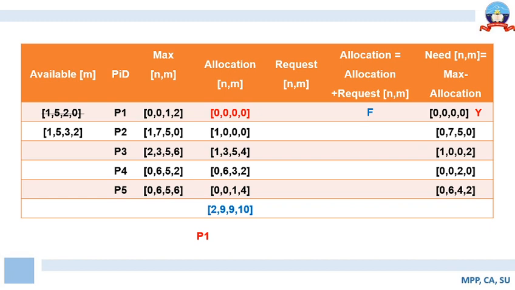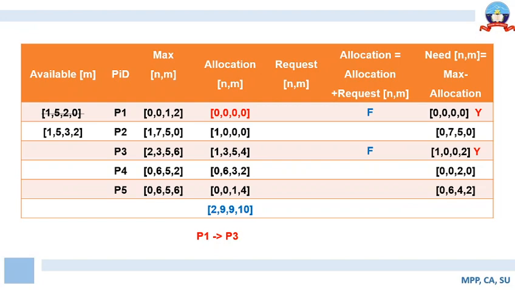Now you need to select another process that can be catered to by 1532. If you closely analyze, there are two processes that can be catered to by 1532 instances of R1, R2, R3, R4. These are P3 and P4. P3 has a need of 1002 and P4 has a need of 0020. Either of these can be selected in order to proceed with the execution. Here I have selected P3.